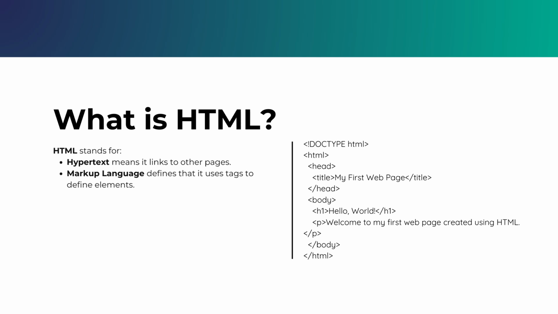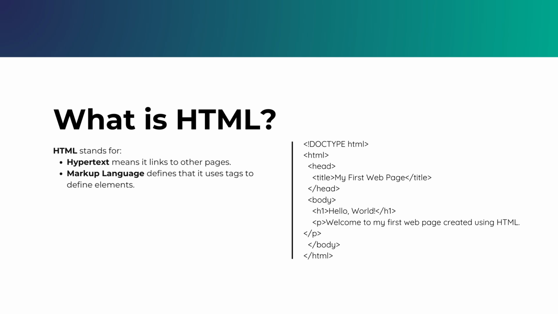The second part, markup language, refers to the way HTML uses tags to structure and organize content on a web page. Think of it like this. HTML is the language we use to communicate with web browsers. These tags are the browser's instructions on how to display content, whether it's text, images, videos, or links. But here's the key thing to remember. HTML doesn't actually style or design the page. It's purely for structuring the content. The way a website looks, the colors, fonts, layouts, and visual design is controlled by CSS, which is something we'll dive into later. HTML is all about structure, not style.